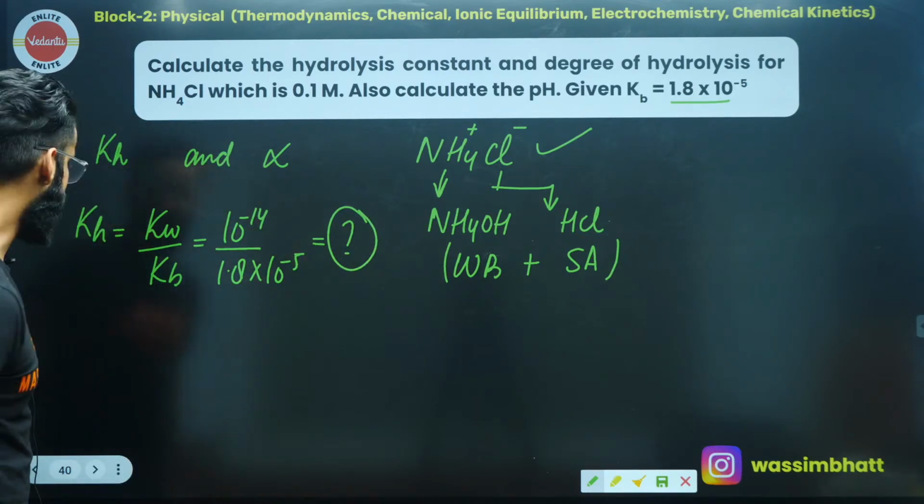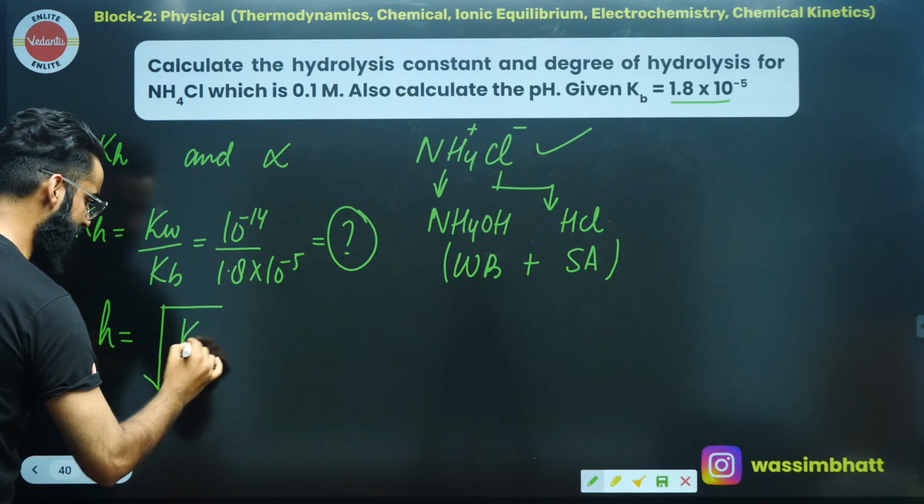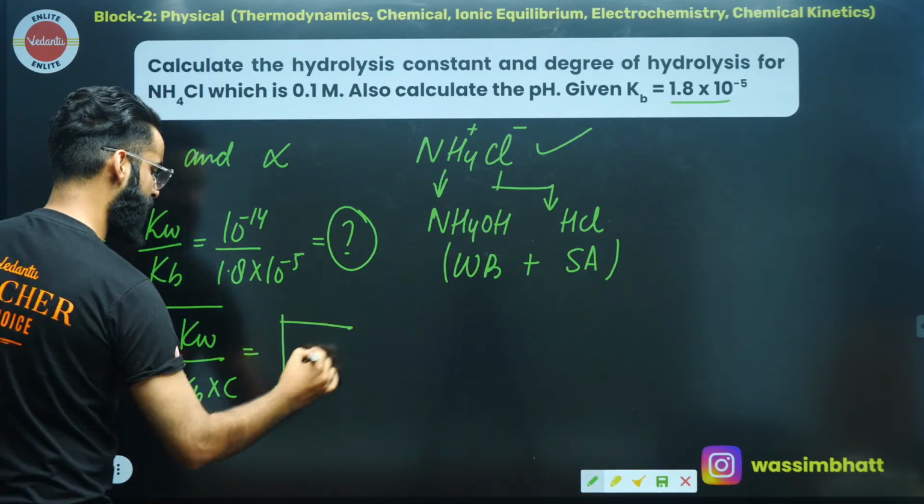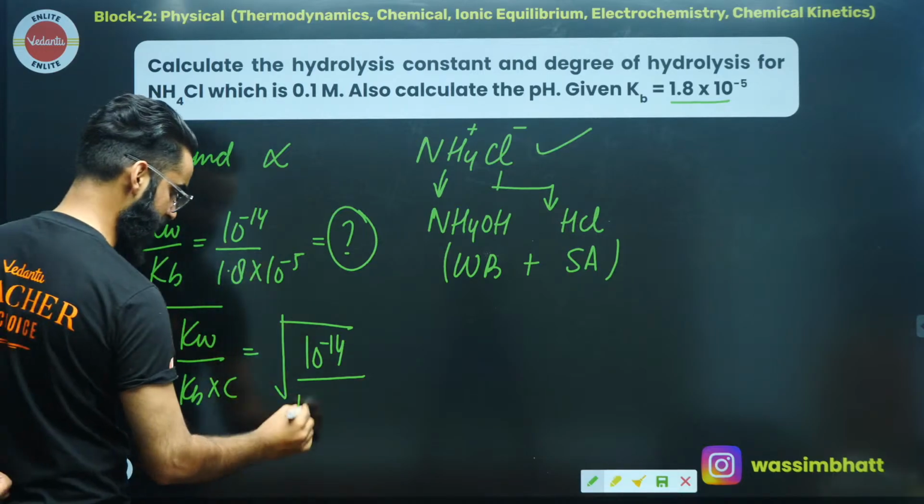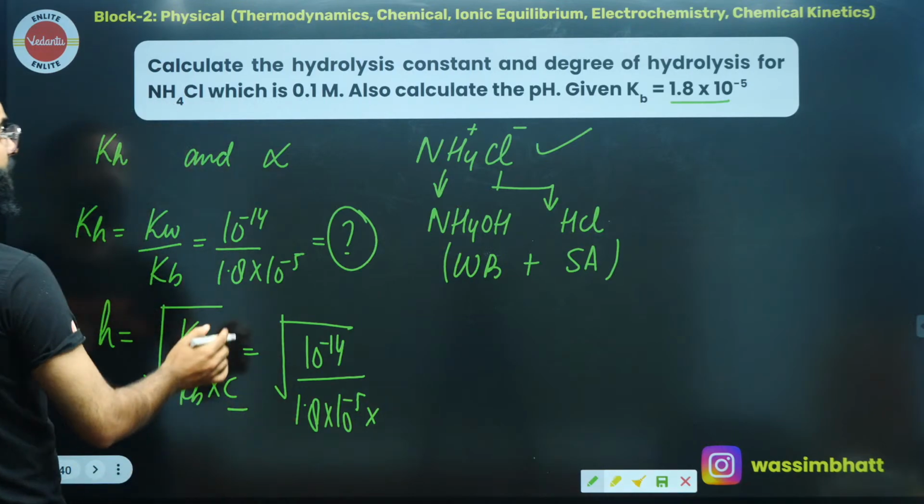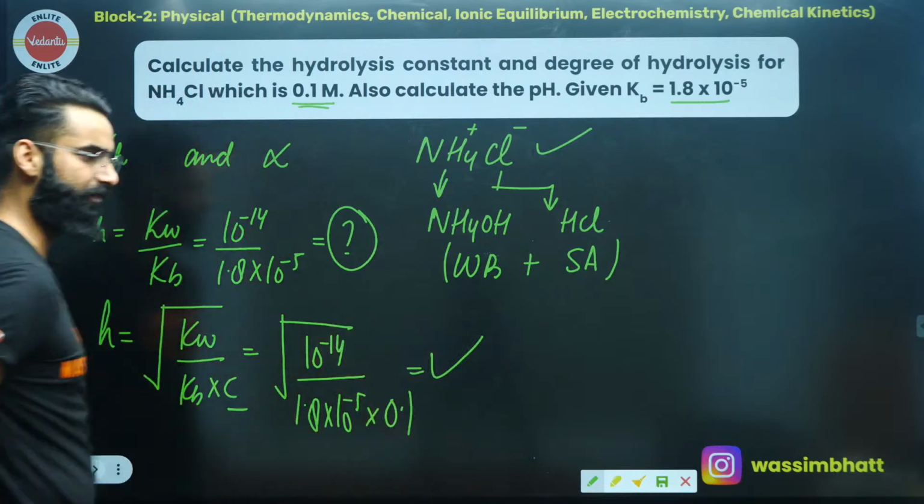What about the degree of hydrolysis? I gave the formula a few minutes back. It was the square root of Kw divided by Kb multiplied by C. So Kw is 10 raised to minus 14 divided by Kb, which is given as 1.8 into 10 raised to minus 5. C is the concentration of salt, which is 0.1. Solve it, get the value of h, right?